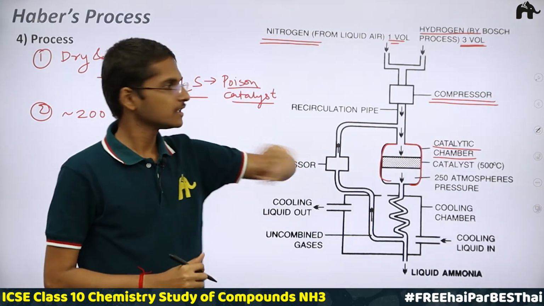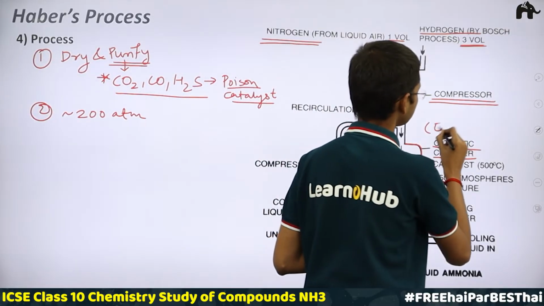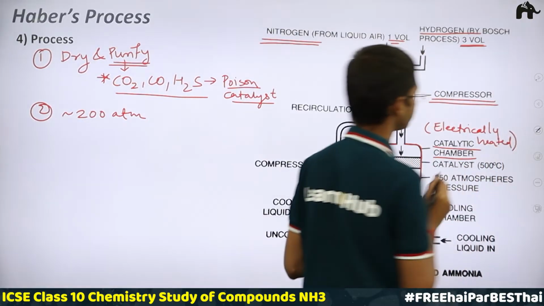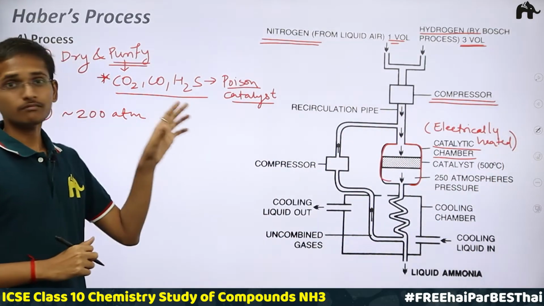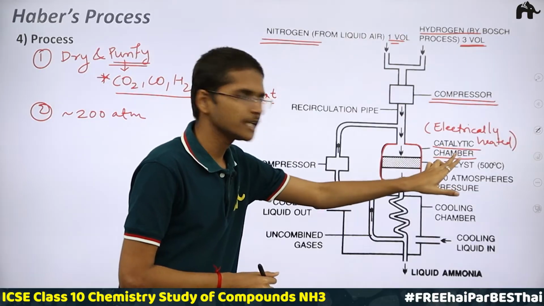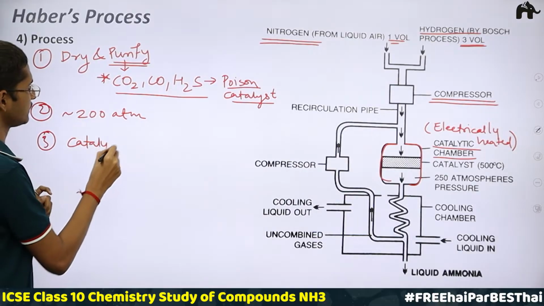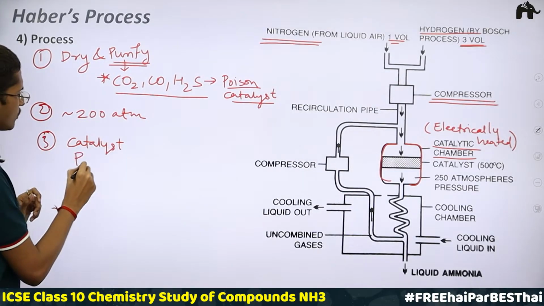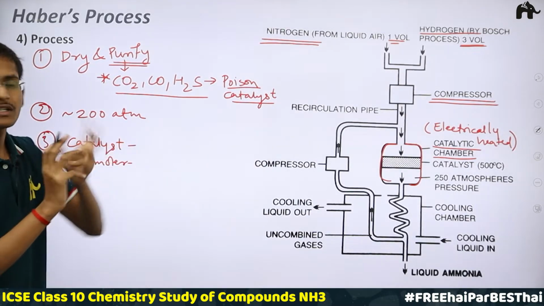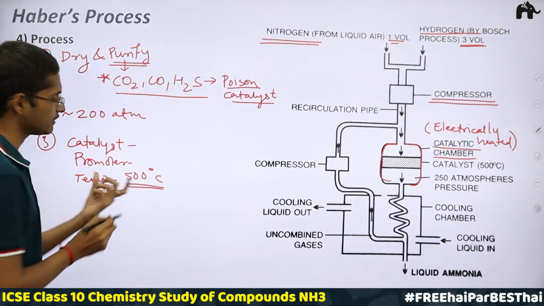Now, a very interesting thing is that this catalytic chamber is electrically heated. By using electricity, we heat it. Clear? This catalytic chamber, since the name is catalytic chamber, definitely has the catalyst, which we know is finely divided iron. It also has our promoter, alumina or traces of molybdenum. And in this catalytic chamber, the temperature is maintained at around 500 degrees Celsius.